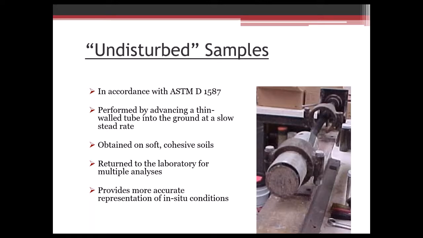It's advanced by using a thin-walled tube that's advanced at a slow, steady rate into the soils. It's only really useful on cohesive soils because I forgot to mention in the split spoon sampler, there's a basket in the bottom that retains the soil. It's like a set of fingers that lets the soil go in and doesn't let it come back out. The undisturbed sampler does not have that. Therefore, unless it's cohesive and holds together, it doesn't stay in the tube.